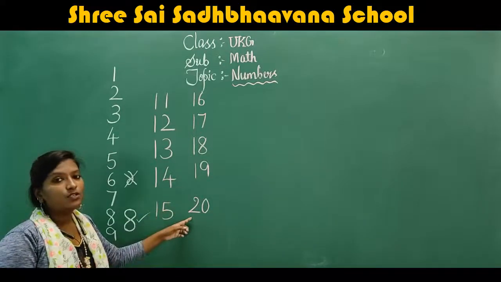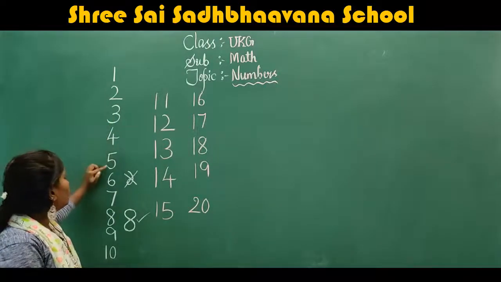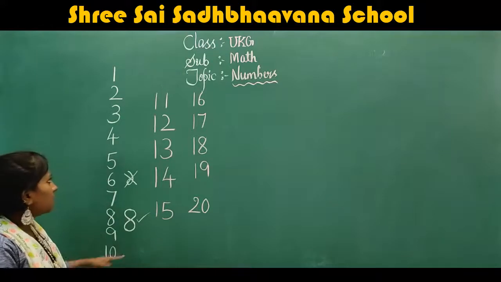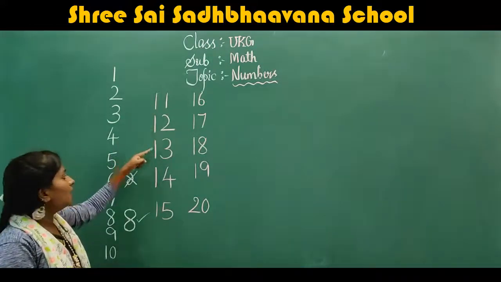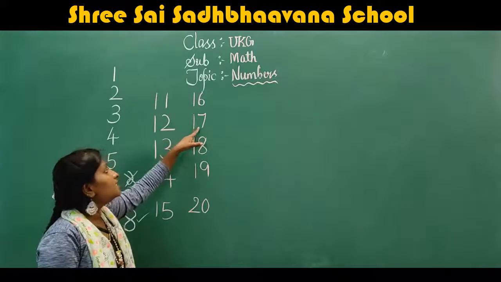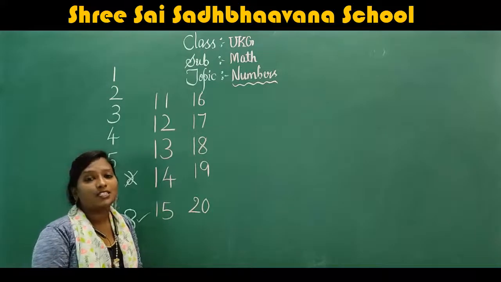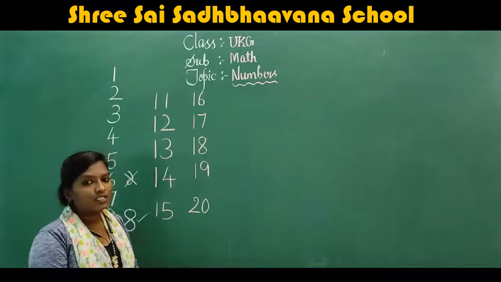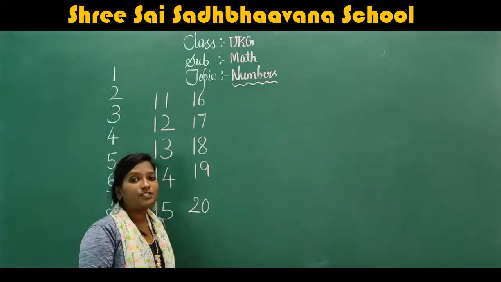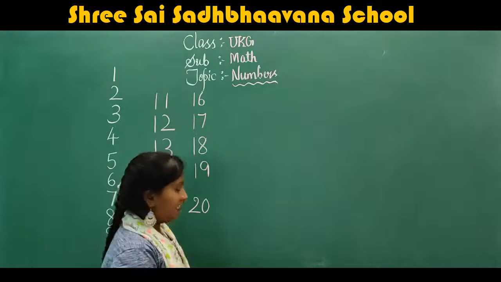19, 2, 0, 20. 1, 2, 3, 4, 5, 6, 7, 8, 9, 10, 11, 12, 13, 14, 15, 16, 17, 18, 19, and 20. Okay children, let's see number 11 to 20.